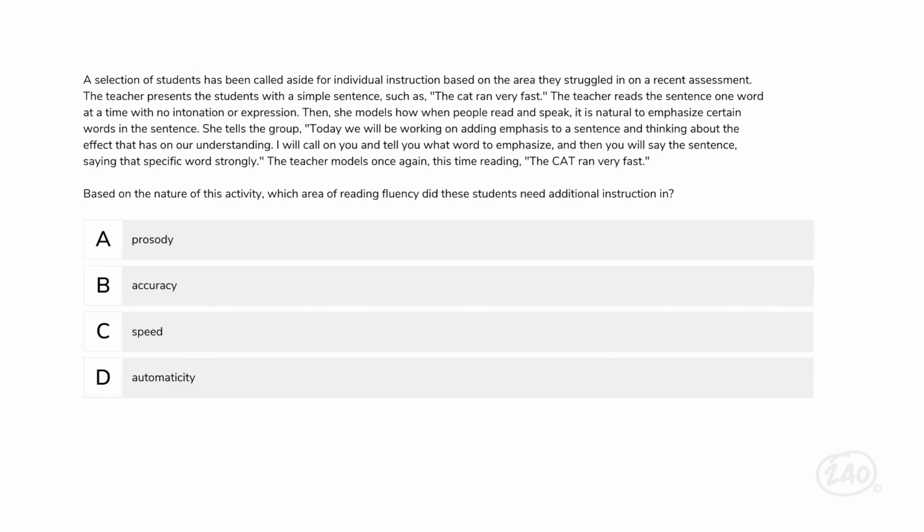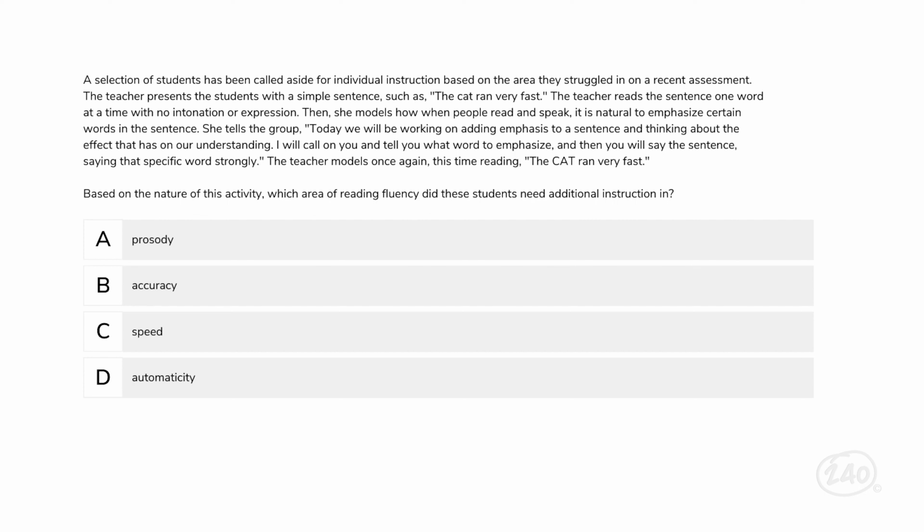What about Competency 3, fluency? What might those questions look like? A selection of students have been called aside for individual instruction based on the area they struggled in on the last recent assessment. The teacher presents the students with a simple sentence such as, "The cat ran very fast." The teacher reads the sentence one word at a time with no annotation or expression. Then she models how, when people read and speak, it is natural to emphasize certain words in a sentence. She tells the group, "Today we will be working on adding emphasis to a sentence and thinking about the effect that has on our understanding.